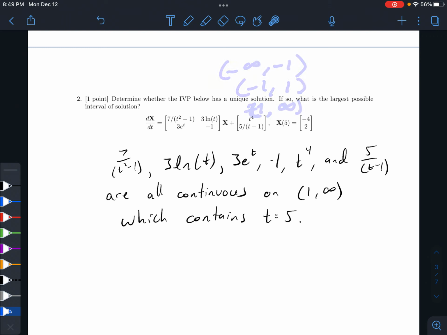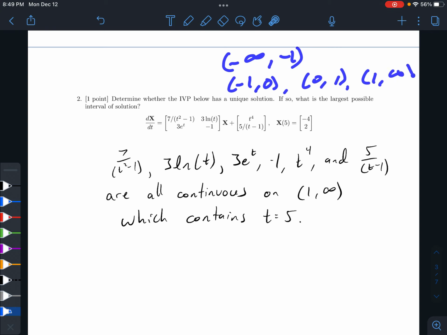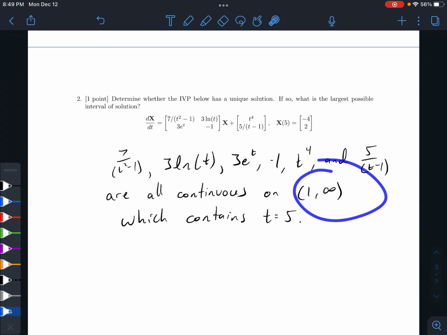Just throwing out, oh sorry, I forgot about 0. Negative 1 to 0, 0 to 1, and then 1 to infinity. These are our 4 options because we had to throw out negative 1, we had to throw out 0, and we had to throw out positive 1. Then we just look for which of the 4 intervals t equals 5 is contained in. If this was x of a half, we would have had to go with 0 to 1. But it's x of 5, so this is correct.